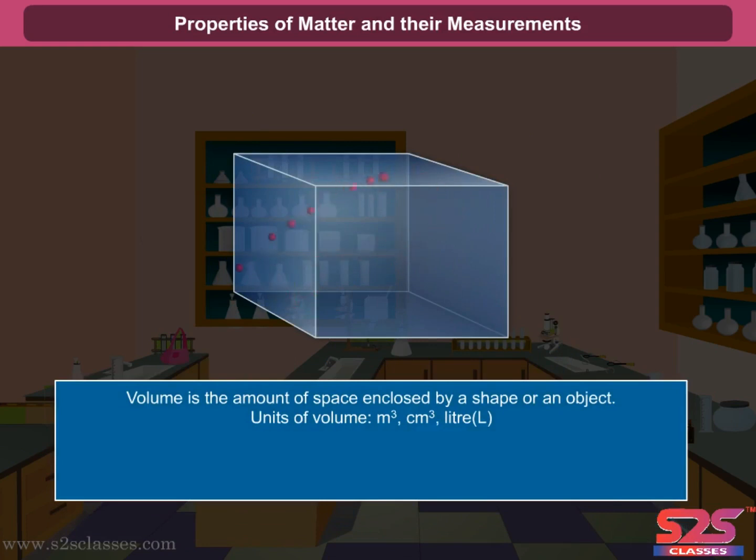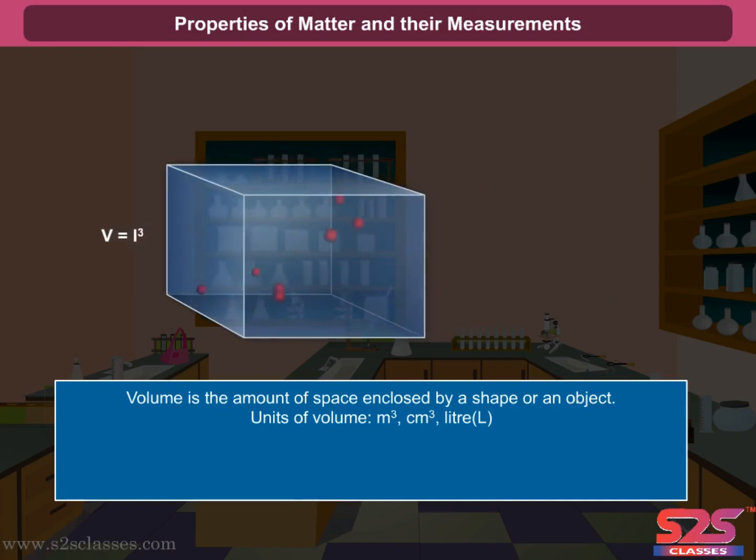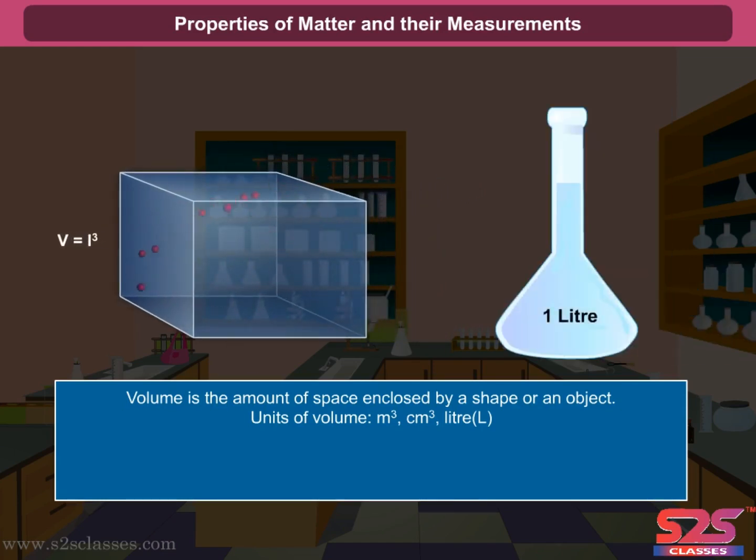Volume is the amount of space enclosed by a shape or an object. Volume has the units of length cube. So volume has units of meter cube or centimeter cube. The common unit liter is also used for measuring the volume of liquids. 1 liter is equal to 1000 milliliters and 1000 centimeter cube is equal to 1 decimeter cube.